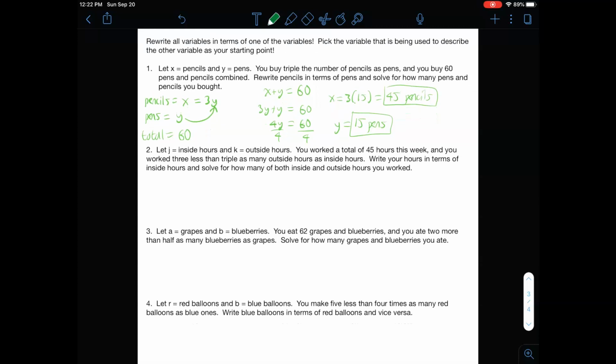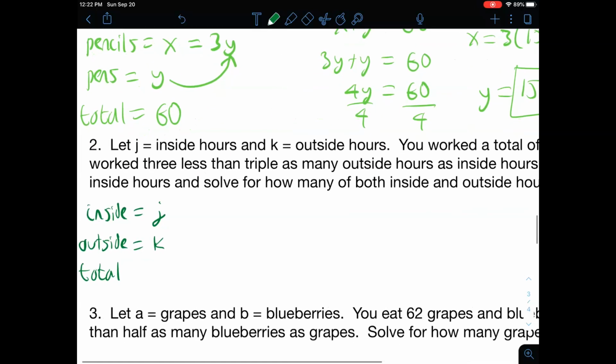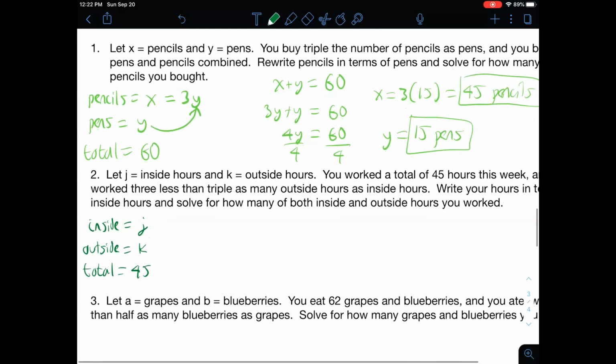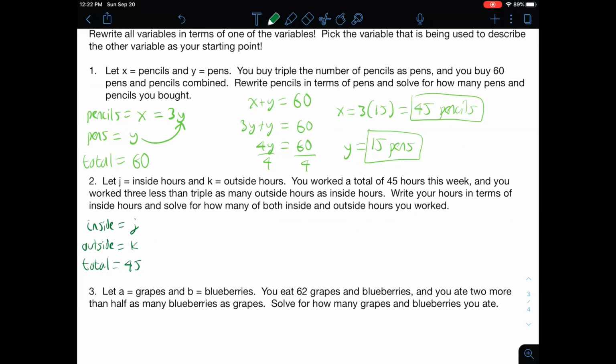Anyways, so J equals inside hours. So we have inside equals J, outside equals K, and we had a total, which equals 45. Okay, now what information did they give us? It says you worked 3 less than triple as many outside hours as inside hours.